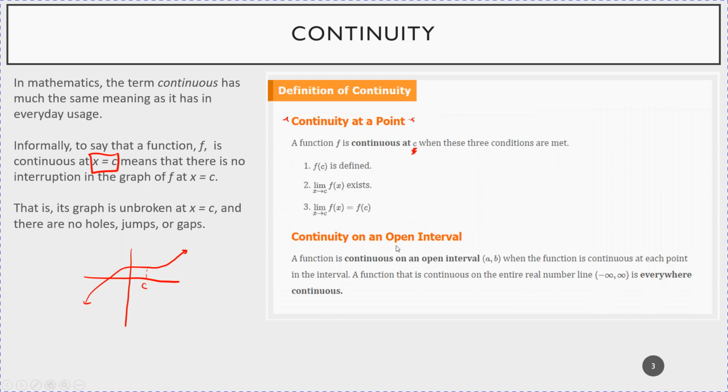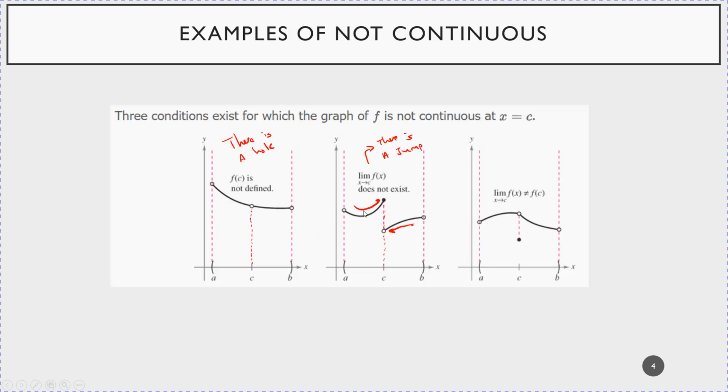The last one is that the limit as x goes to c of f of x has to be equal to f of c. If you look here, this is what f of c is. But the limit as x goes to c goes to this value here. So they're not the same, and again you have this little jump.